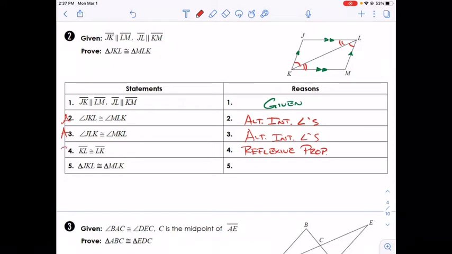So that gives us our side length here, so we're going to go ahead and mark it here. So we have an angle, side, and angle, congruent to angle, side, and an angle. And so we know this is true by angle, side, angle.